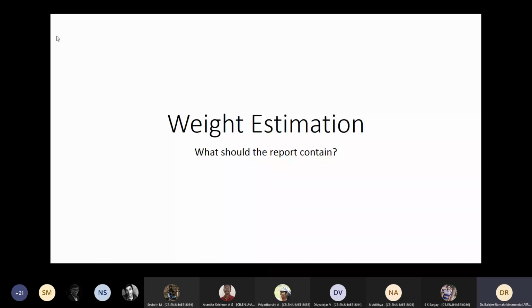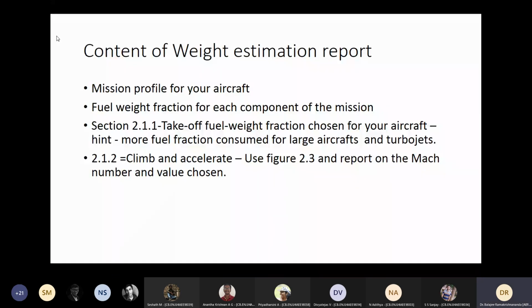So the report should contain first your mission profile, what mission profile you have chosen. Then fuel weight fraction for each component of the mission. So this is going into the details of the second one now, fuel weight fraction. So section 2.1.1, you should mention what is the takeoff fuel weight fraction you have chosen.